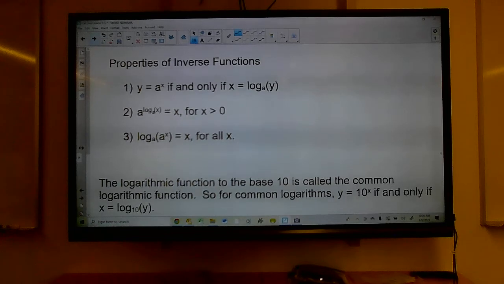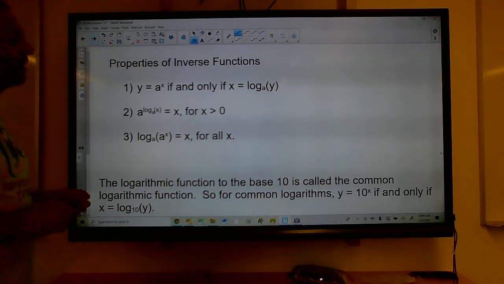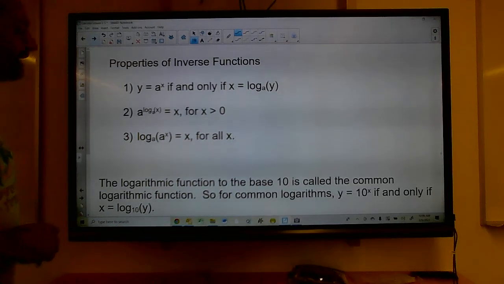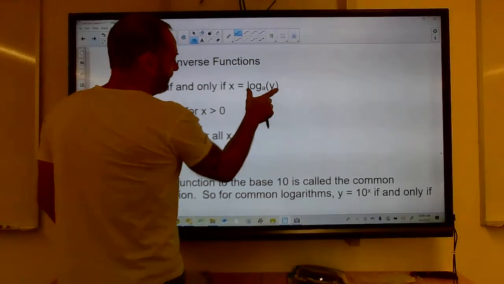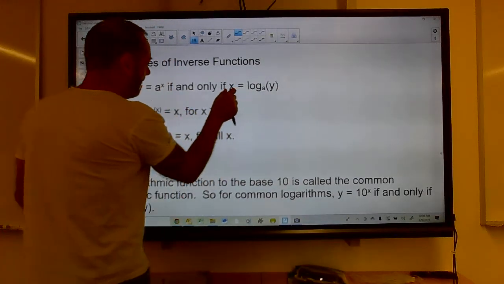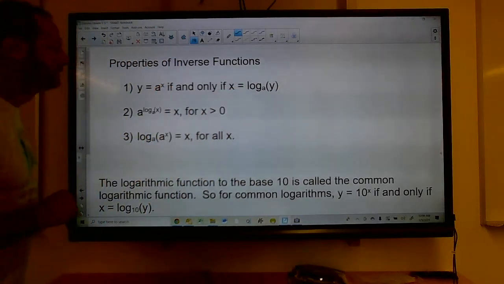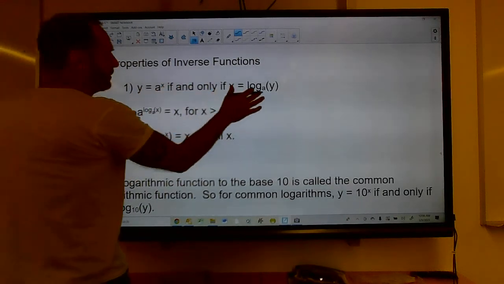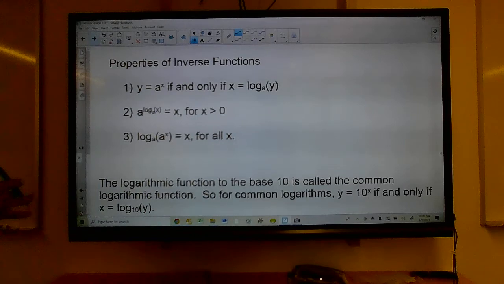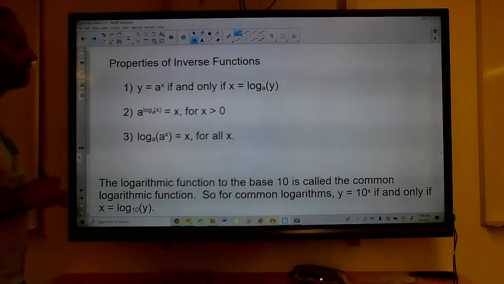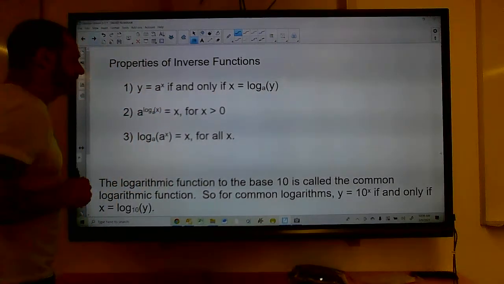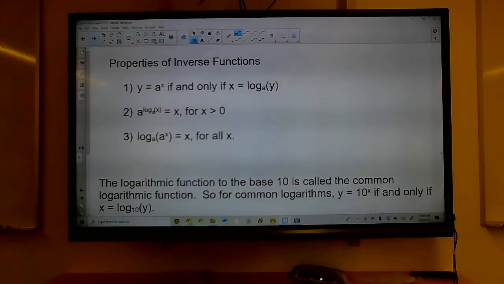All right, inverse functions. If y equals a to the x, if and only if x equals the log base a of y. So remember the phrase, logs are exponents, right? So this is a log, which means this is a log, and that is an exponent. Okay, so you can move back and forth between these two, whichever one's convenient for you to use. Most of the time, people will take an equation like this and turn it into something like that, because it's easier to solve.